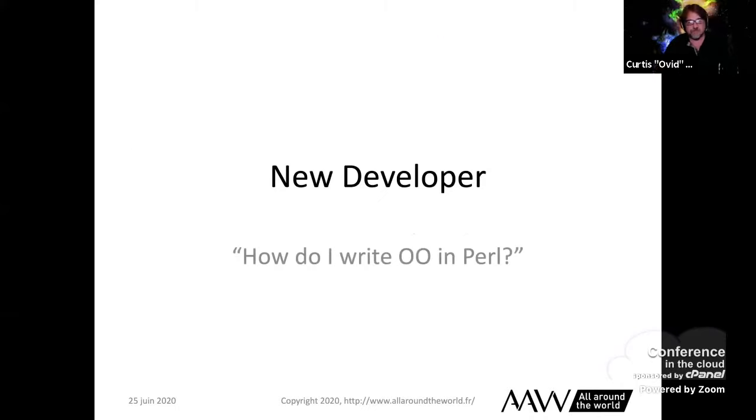So a new developer comes along. They want to learn Perl. How do I write OO in Perl? That's a very natural question. So how does the conversation go with a new developer? Well, first you use the CPAN client.